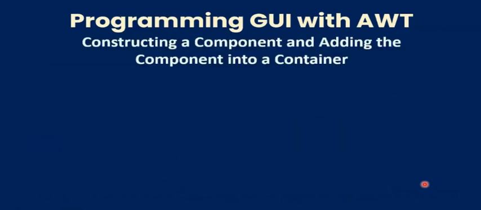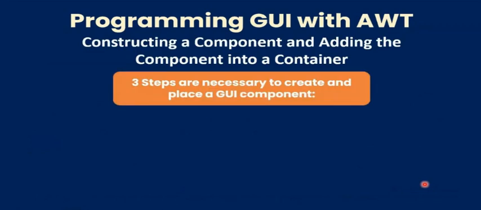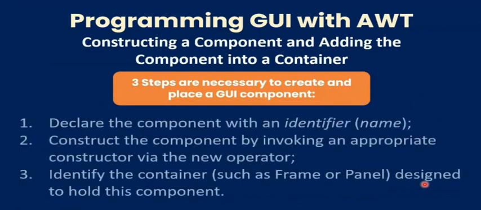Okay, so let's proceed to constructing a component and adding the component into a container. There are 3 steps necessary to create a GUI component. Number one is to declare the component with an identifier name. The second one is to construct the component by invoking an appropriate constructor via the new operator. This is easier to understand once we apply it. And number three is to identify the container, such as a frame or panel, designed to hold this component.